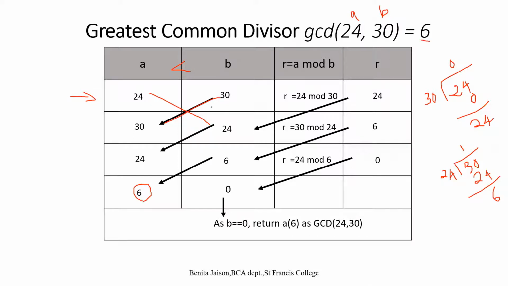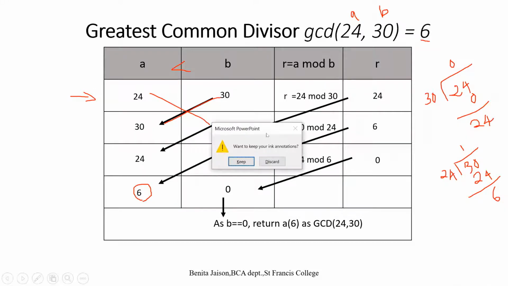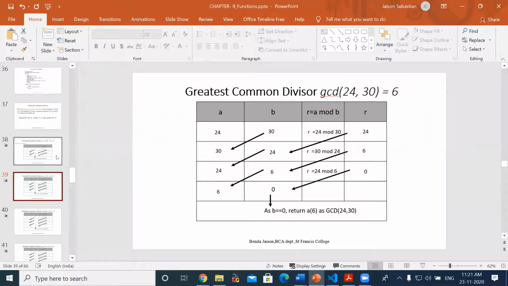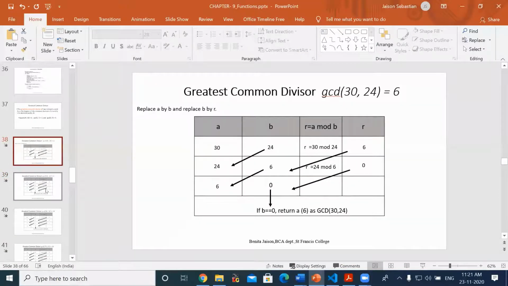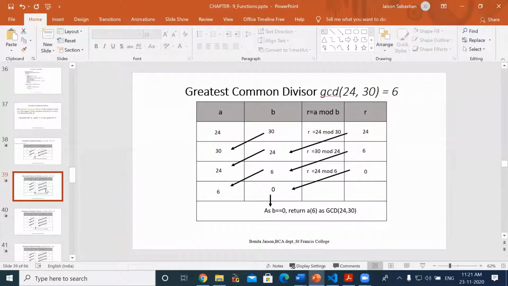But in Euclid's algorithm, the first thing we check, even if you are not checking manually, is whether A is less than B. If A is less than B, automatically one extra row will be there in order to swap the values of A and B. So when we compare with the previous slide, where it was only 3 rows, here it will be 4 rows for finding the greatest common divisor.